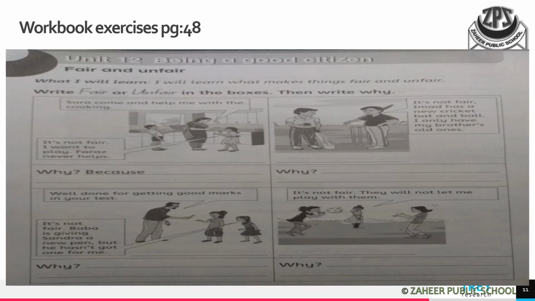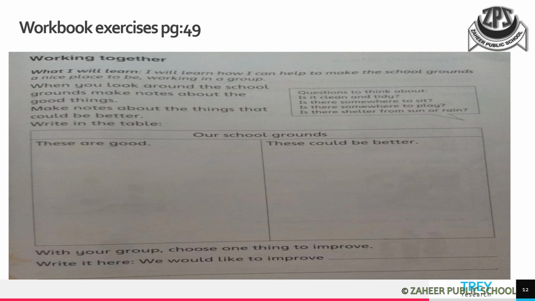Now move to the workbook exercise given on your page number 48. In this exercise, here are some pictures, and you have to write fair or unfair in the boxes, and you have to give the reason why. The next exercise is given on your page number 49. This exercise is about your school grounds.